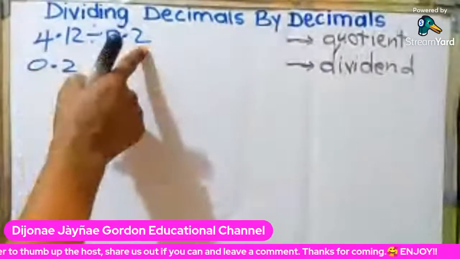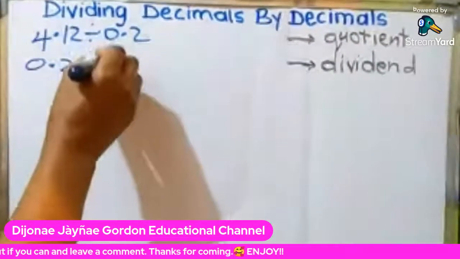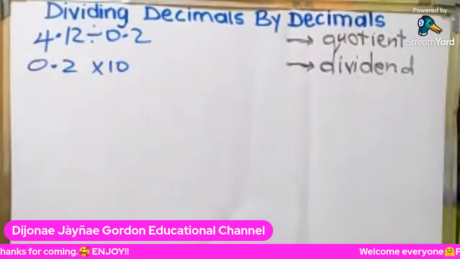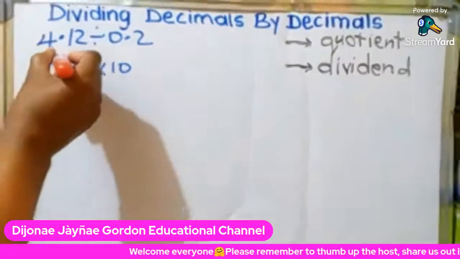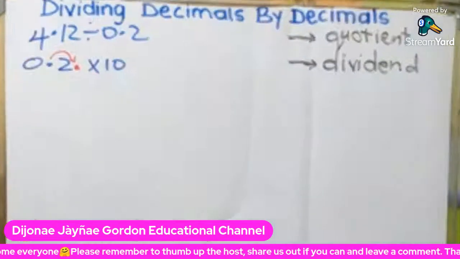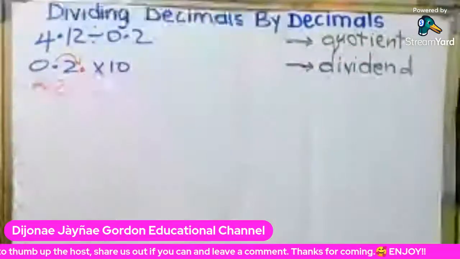All right, so let me take it and write it down. 0.2. And of course, the 2 is in the 10th place. I'm going to multiply by 10. I'm going to multiply by power of 10. And of course, move one place to your right. Your decimal place is going to come after your 2. And of course, you're going to end up with a whole, which is 2.